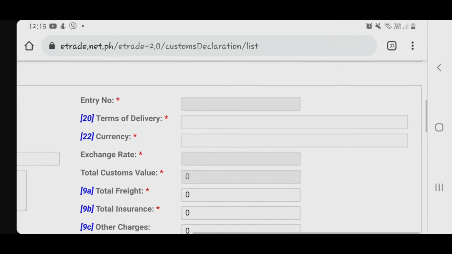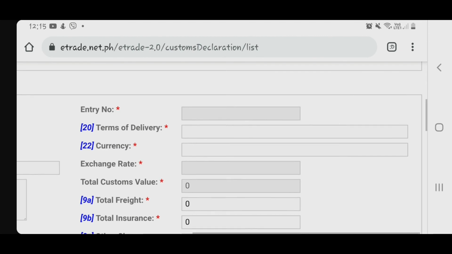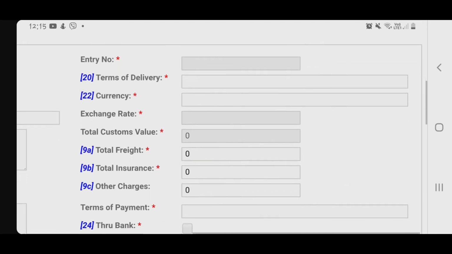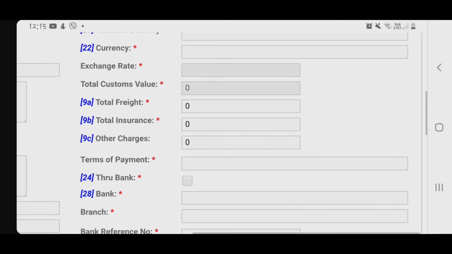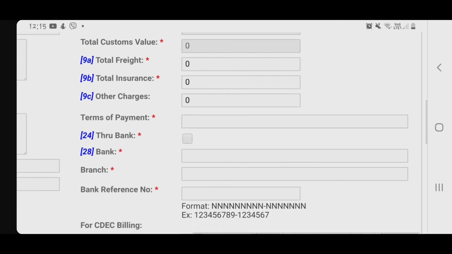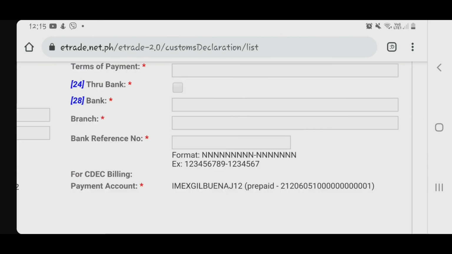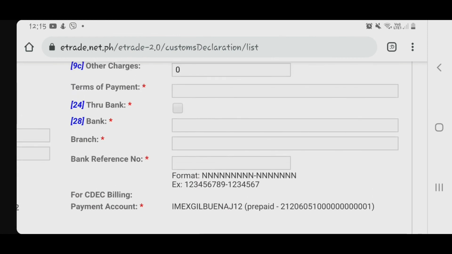This is an example of a value-added service provider. So this is etrade.net.ph, and this is where you're going to put your bank reference number. So when you put your bank reference number here, that means that this particular shipment that you're going to lodge will be debiting the payment from this bank reference number.